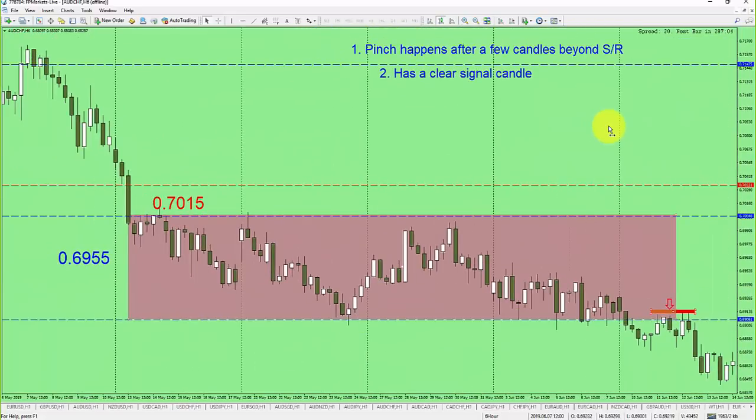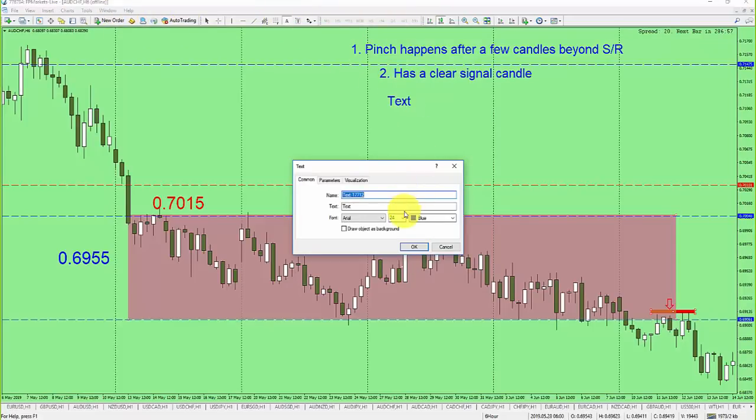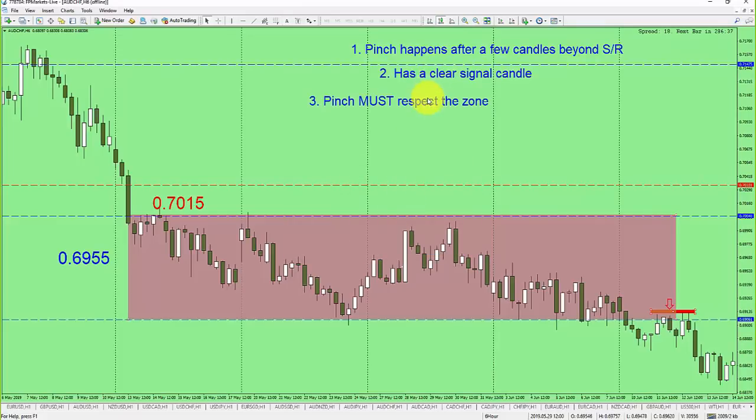And you really don't want to see the pinch go on the other side. So it must respect the zone. It really must respect the zone. And I know some people let it get a little bit sloppy and the markets aren't perfect and all that. But for my money, if I'm going to risk capital on a pinch trade, the pinch must respect the zone. If it doesn't do that, it's just not a pinch in my book.